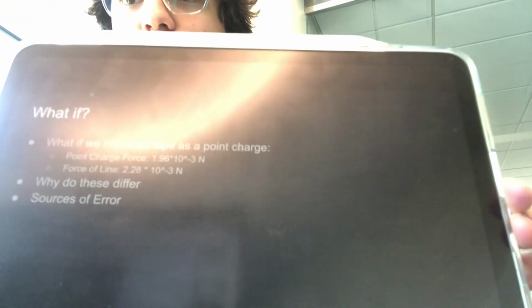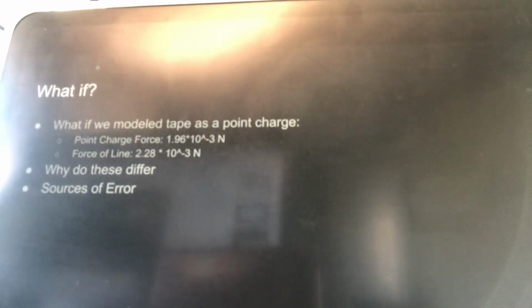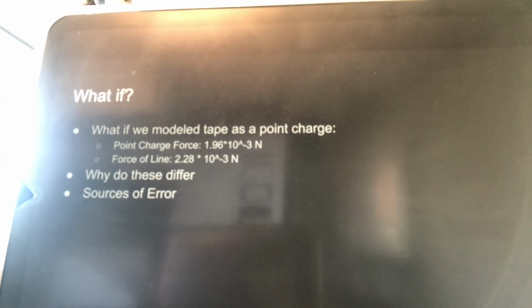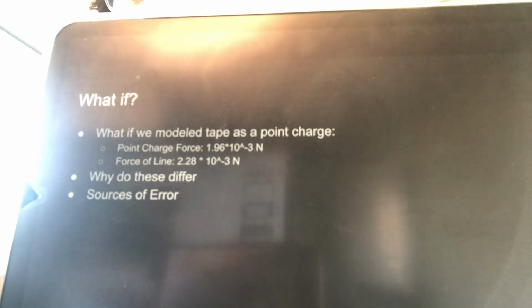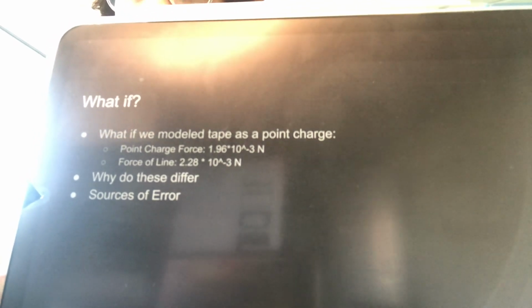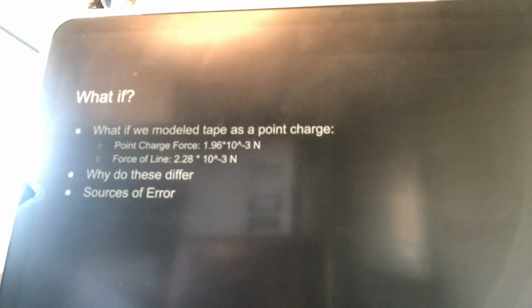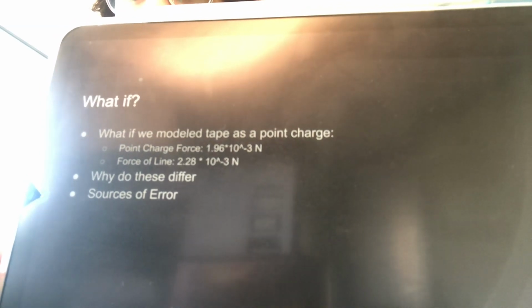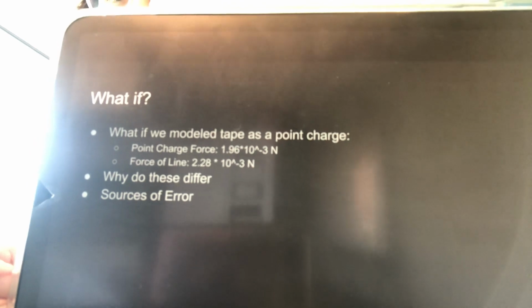Okay, so for the what if questions, what if we modeled the tape as a point charge? In our first lab, we found that the force on just the point charge was 1.96 times 10 to the negative 3 newtons, and we got in this lab that it was 2.28 times 10 to the negative 3 newtons.